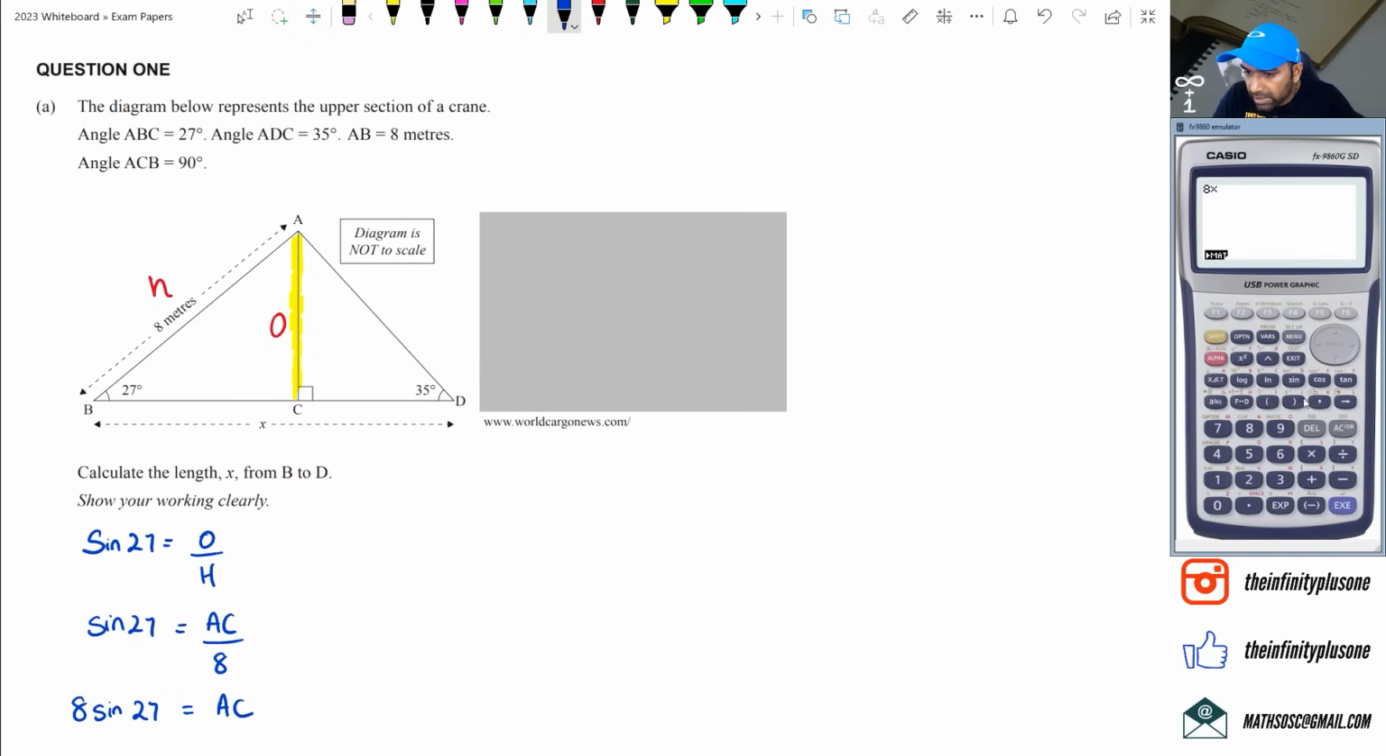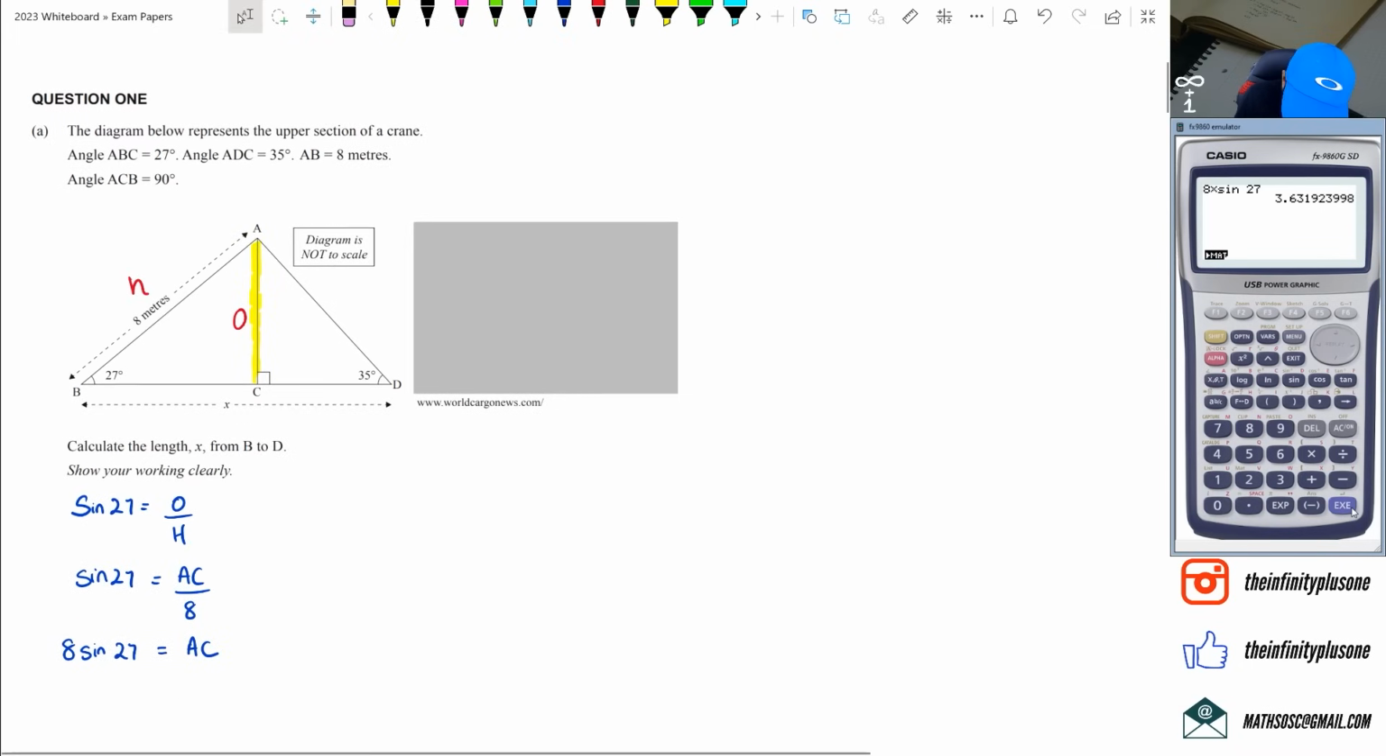So 8 times sine 27 is 3.632. So I've got AC is equal to 3.632. What I've just figured out is the yellow line, which is AC.